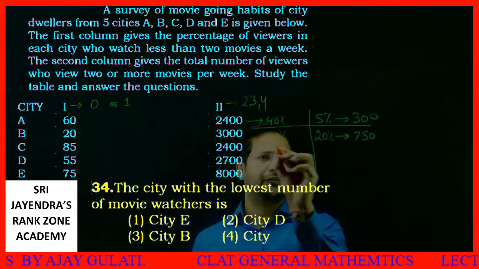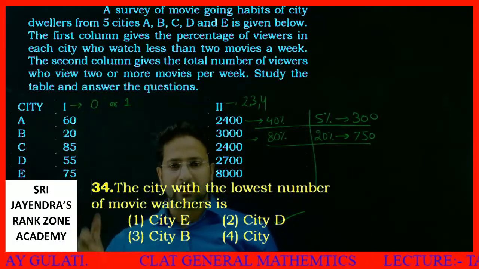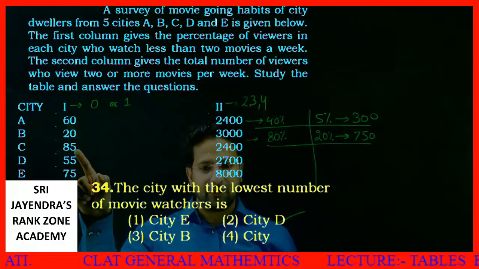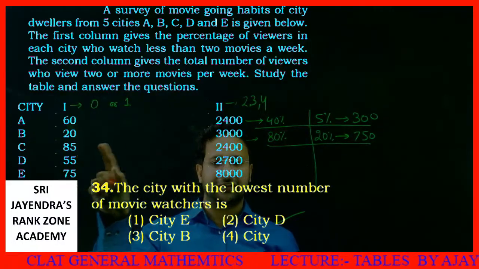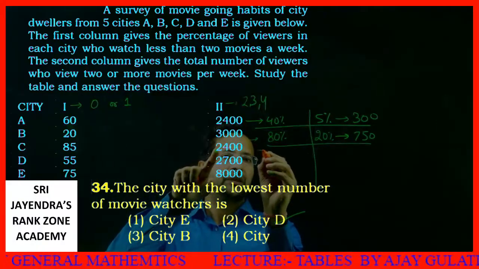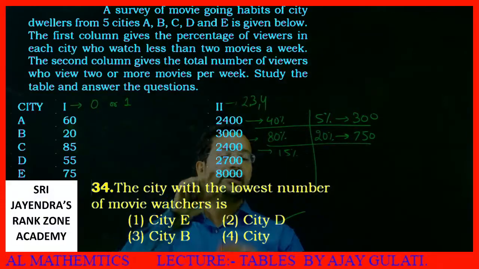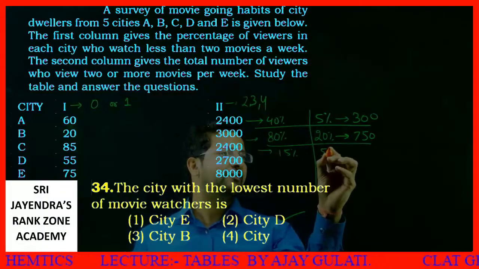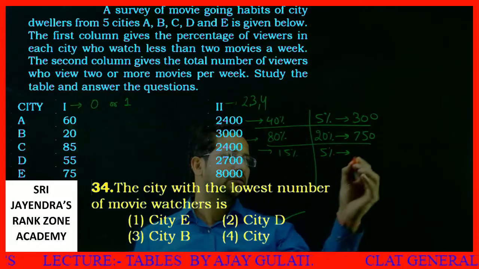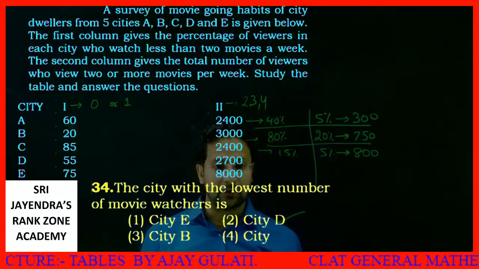I'll compare this soon. Option number 3. We already calculated this. This is 85, so this must be 15%. 2400 is 15%. So 5% is how much? 5% is 800. We have already calculated this.